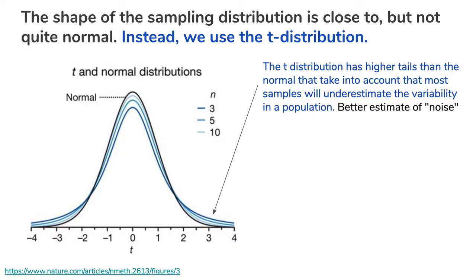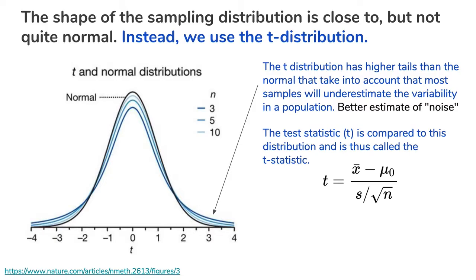Well, that's everything there. So the t distribution is essentially a better estimate of the true noise, the sampling noise. As I just said, the t statistic is compared to this distribution. And so essentially what we're doing, we have this t statistic that we just computed of roughly 2, we are looking up that t statistic on the distributions.